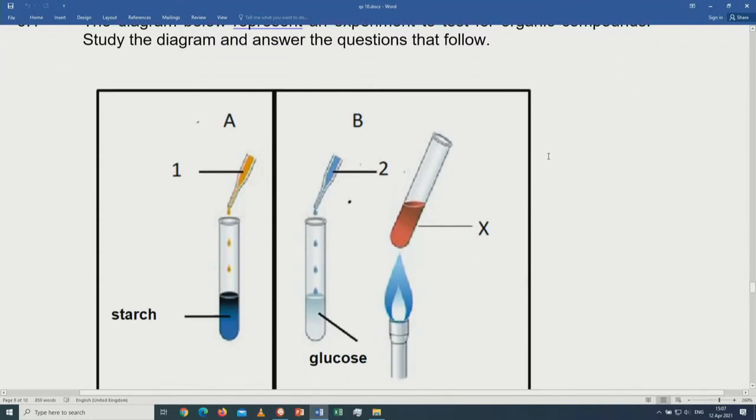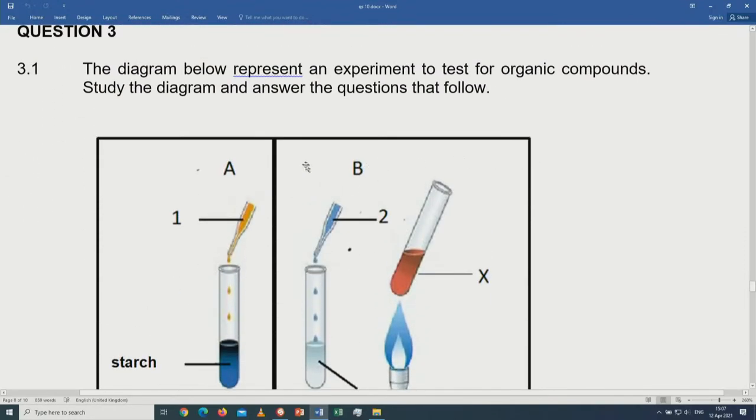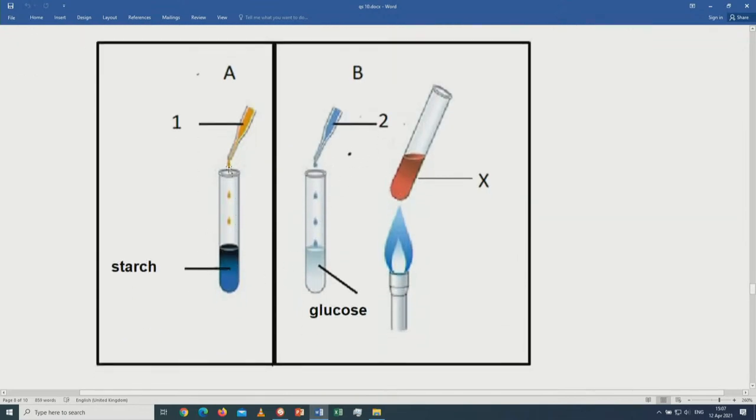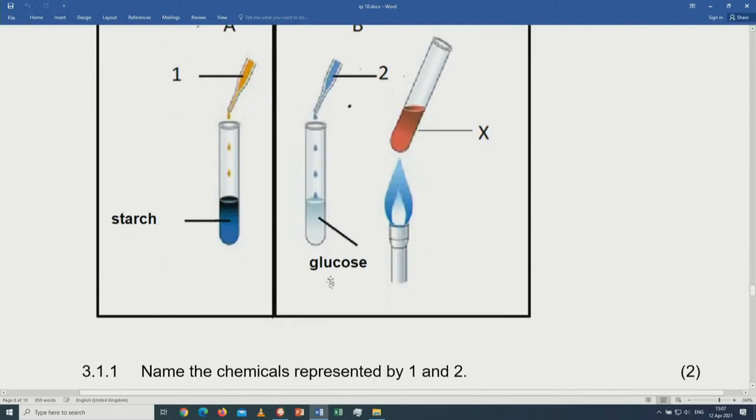Question 3 is based on the food test. So here, a reagent, as you can see, it's iodine. Starch is present, blue-black. Here, Benedict solution. The food sample is glucose, a brick red color.